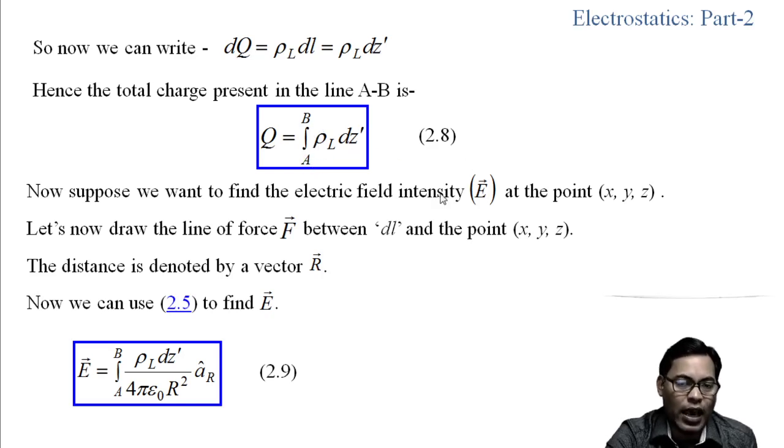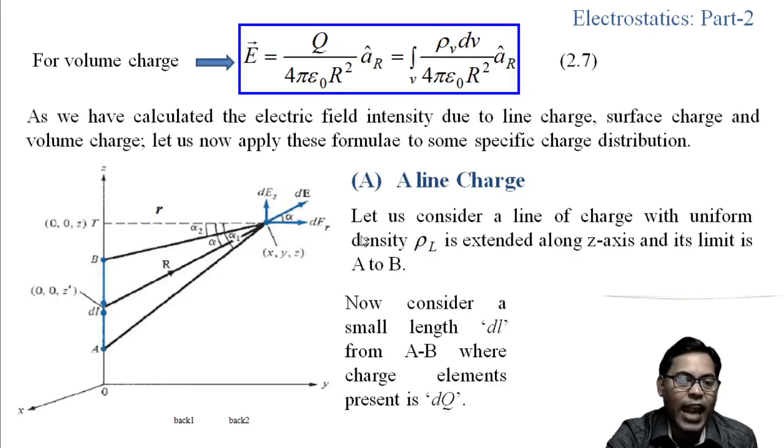Now we said earlier that we want to find the electric field intensity at the point P, whose coordinate is x, y, z. So now we need to draw a straight line from the coordinate 0, 0, z prime to the point x, y, z. That means we connect the dl point to the point where we are going to calculate the electric field intensity. This distance we consider as capital R.